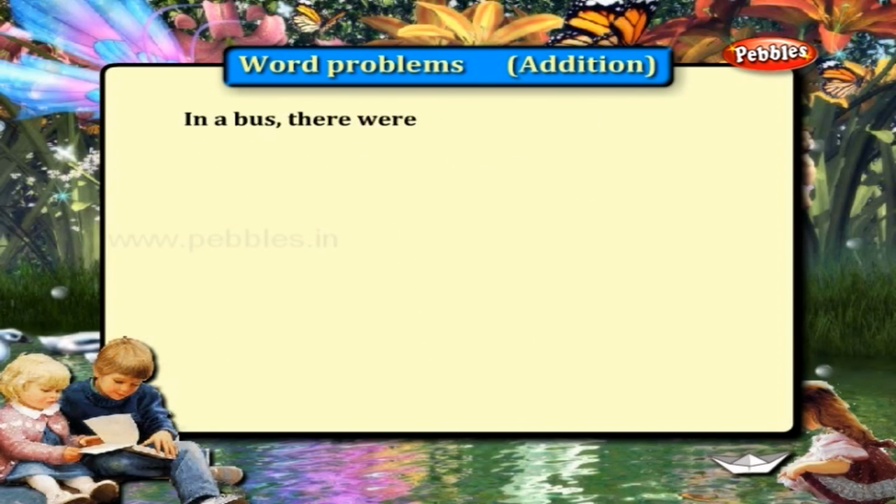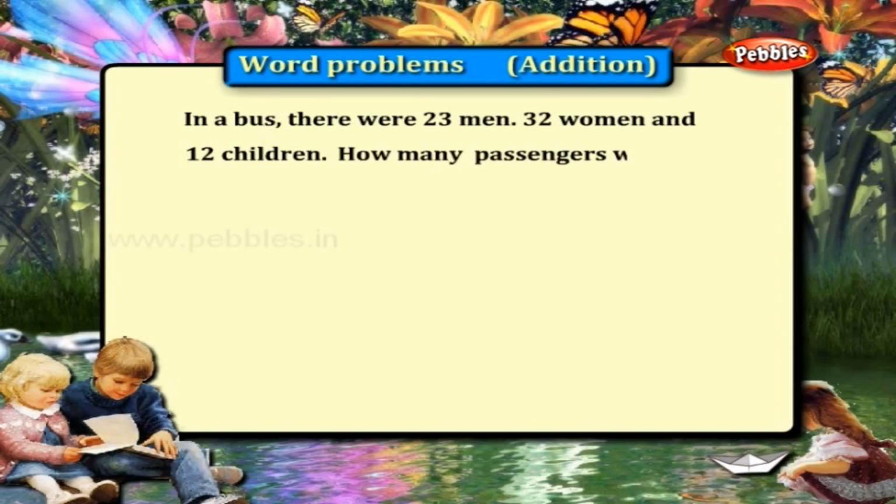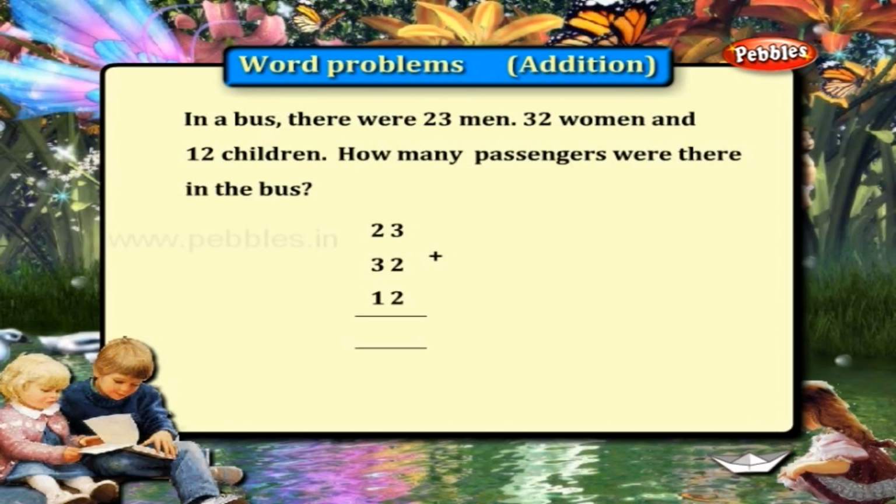In a bus, there were 23 men, 32 women and 12 children. How many passengers were there in the bus? 23 plus 32 plus 12 is equal to 67 passengers.